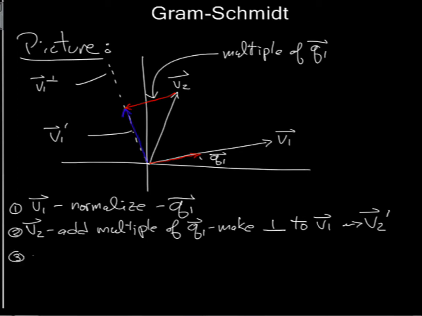So this is the key step. And then you just normalize it. So you take this v2 prime and you normalize it to make q2. And that's basically Gram-Schmidt. That's how it works.